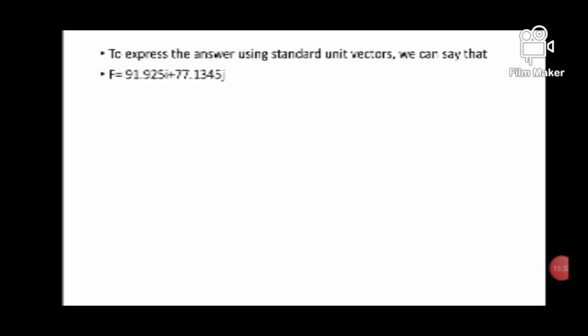So we can express a force vector or any vector using the magnitude and the angle, or you can express it in component form like this one, using the x and y components.